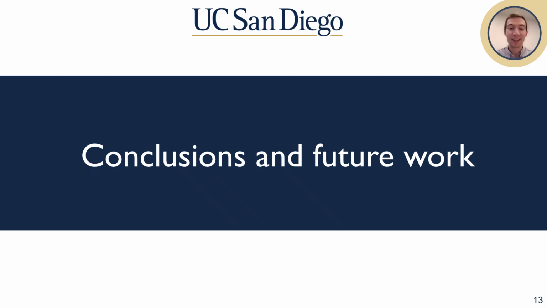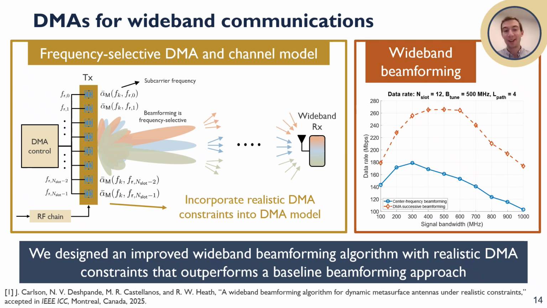Now we'll talk about a few key takeaways and future work. In this work, we designed an improved wideband beamforming algorithm for our DMA system. We incorporated a realistic wireless channel model and wireless system model that is frequency selective and has multipath, and incorporated other realistic DMA constraints into the model, like the tuning bandwidth and the attenuation. We then developed a wideband beamforming algorithm that outperformed a center frequency beamforming algorithm by being more adaptive to the wireless environment, the frequency selectivity, and the other elements for the DMA that we already had configured.